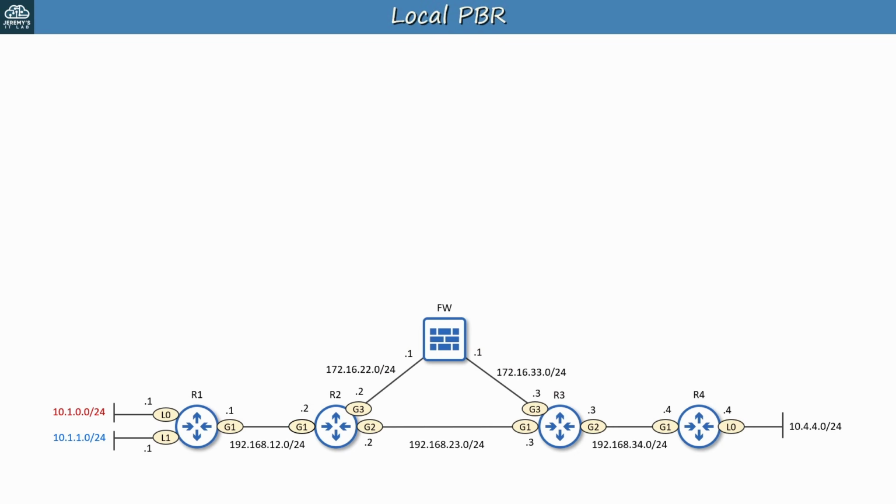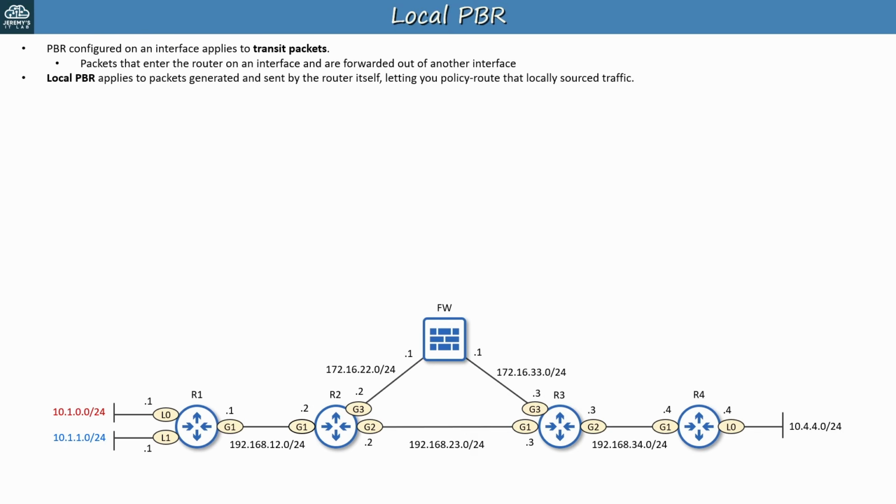And now onto the final topic, local PBR. PBR configured on an interface, as we just saw, applies to transit packets. In other words, packets that enter the router on an interface and are forwarded out of another interface. So it doesn't affect packets that the router itself generates. Local PBR applies to packets generated and sent by the router itself, such as pings, traceroutes, or management traffic, letting you policy route those locally sourced packets.